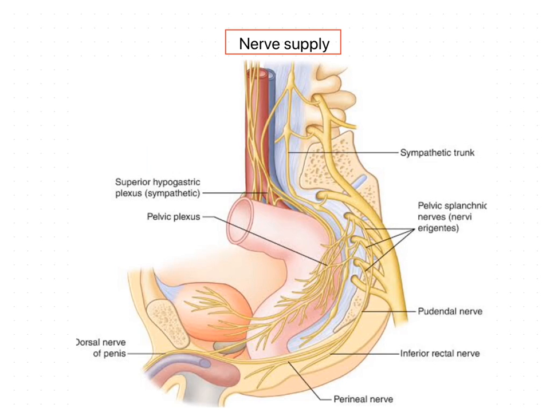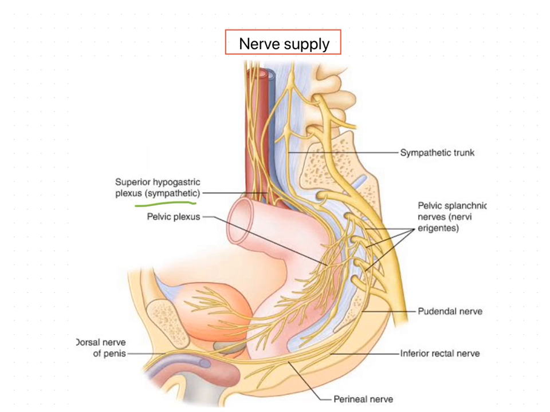If you see the nerve supply, we can see both sympathetic as well as parasympathetic nerve supply to the rectum. The sympathetic supply is by the hypogastric plexus, whereas the parasympathetic is by the pelvic splanchnic nerves. So this is about the nerve supply.